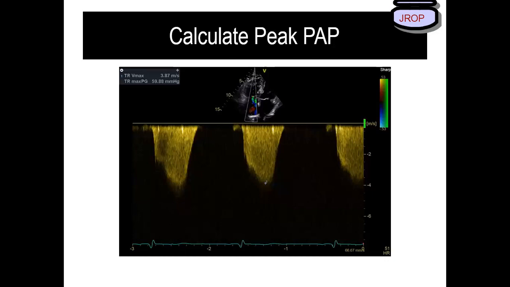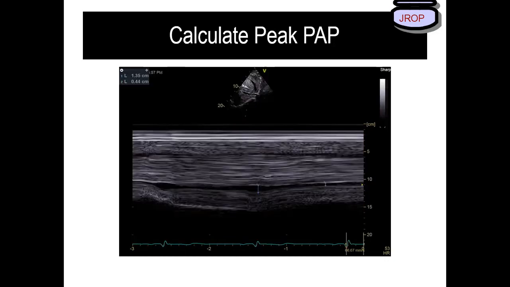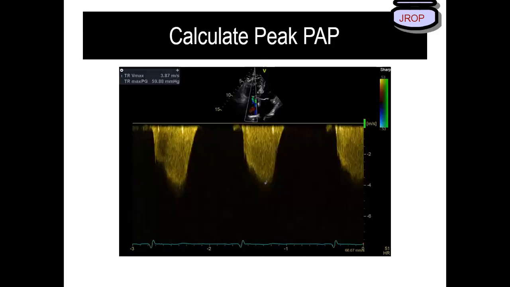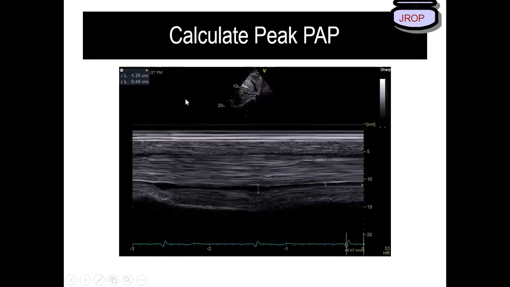If I take it for comfort, 60. 60 plus 3 is 63. Normal or abnormal? Abnormal, sir. Any velocity of more than 2.75 is elevated. So this is almost 63 millimeters of mercury peak pulmonary artery pressure. So it is abnormal, it is elevated. Okay, good. Yes, sir. Thank you.